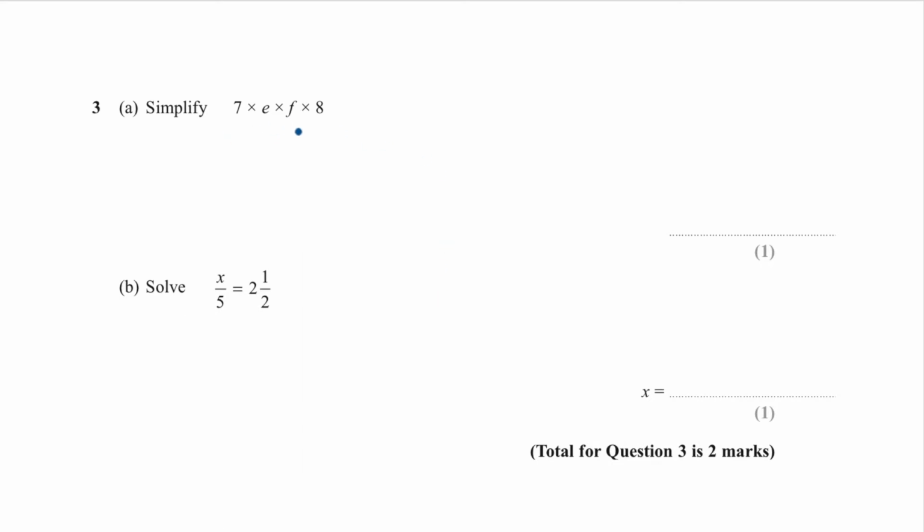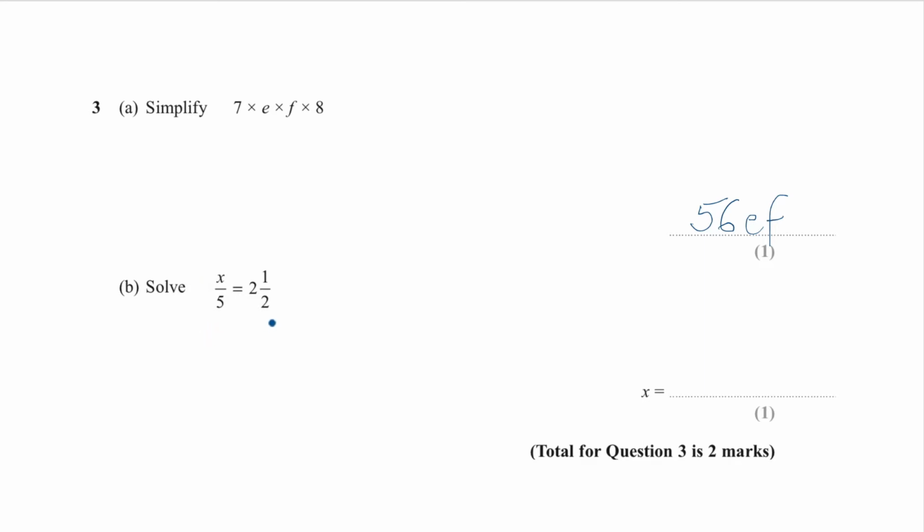Question 3, part A. 7 times e times f times 8. Now, multiplication can be done in any order. So the easiest thing is to take the 7 and the 8 together. So 7 times 8, that's 56. And the e and the f simply have to be written as ef. So the answer is 56ef.